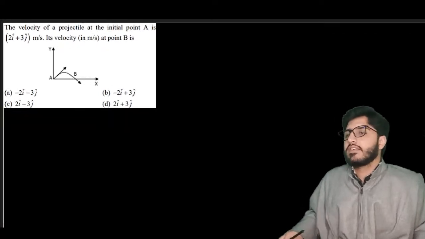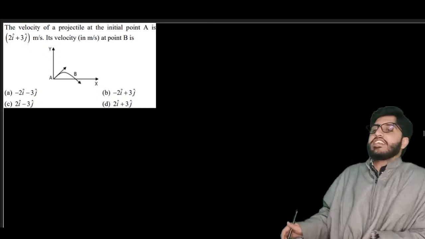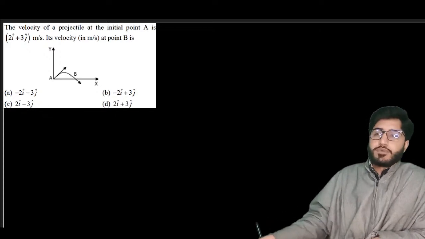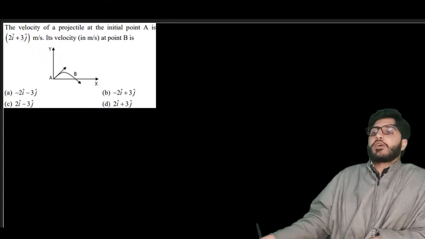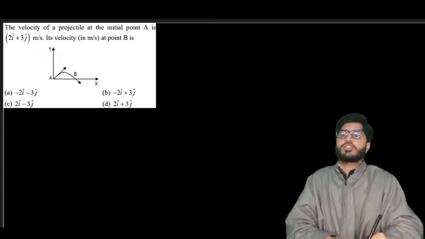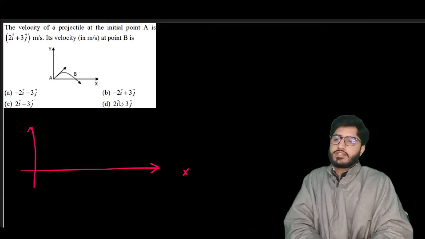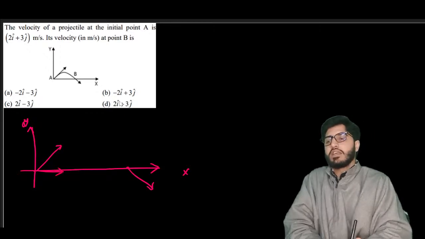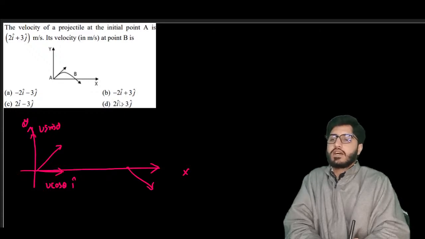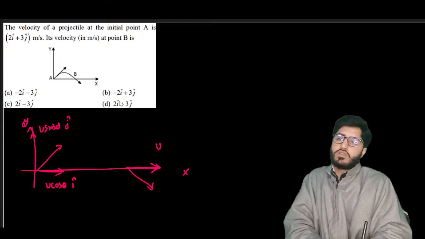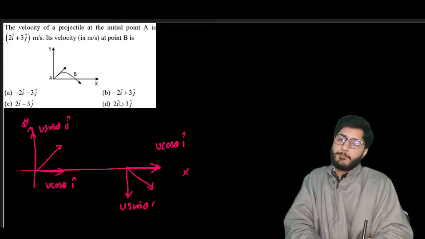This one. The velocity of a projectile at initial point A is 2 I cap plus 3 j cap meters per second. What will be the velocity at point B? I will solve it using the graph. X and Y. This is my initial velocity, and this would be my final velocity. This would be my u cos theta I cap and u sin theta j cap. At B, it will be u cos theta I cap, but u sin theta is in the minus j cap.